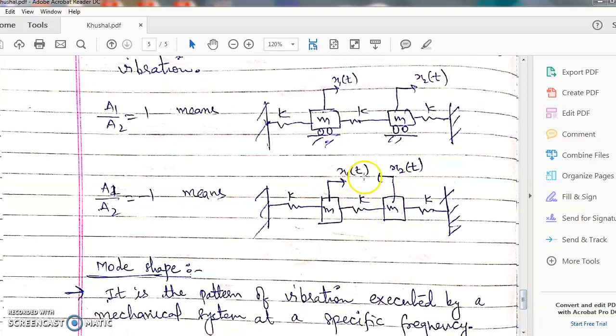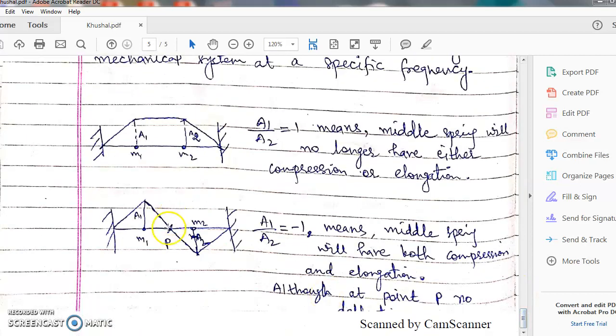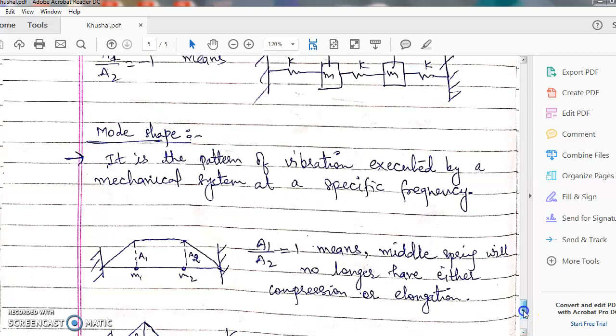If they are moving close to each other, this spring will compress. If they go away from each other, then this spring will elongate. But there will be one point in the middle of the spring that will neither elongate nor compress. That point I have identified as P. At this point there will be no deflection in this spring. Okay, so this is our 2 degrees of freedom system.